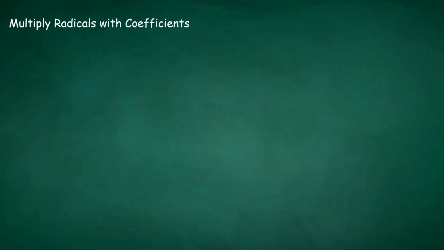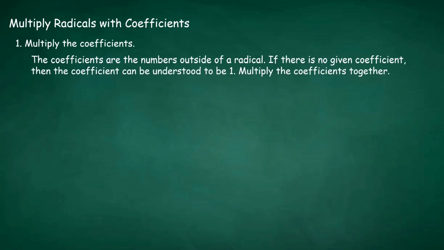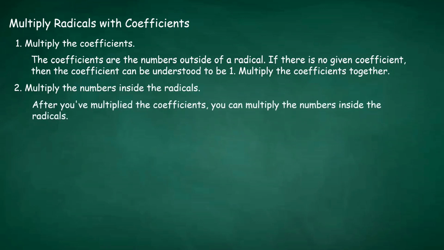Multiply radicals with coefficients. 1. Multiply the coefficients. The coefficients are the numbers outside of a radical. If there is no given coefficient, then the coefficient can be understood to be 1. Multiply the coefficients together. 2. Multiply the numbers inside the radicals. After you've multiplied the coefficients, you can multiply the numbers inside the radicals.